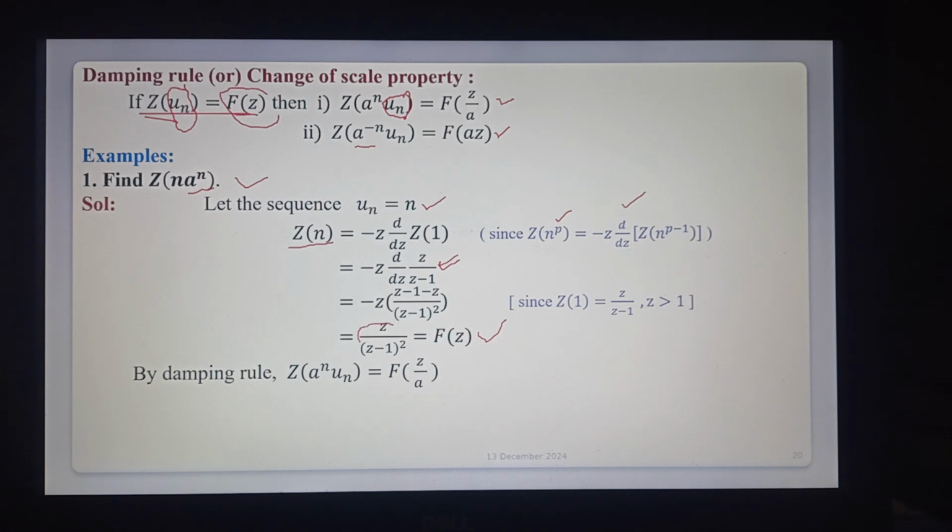So in F(z), now we replace z by z/a. That is equal to (z/a) by (z/a minus 1) whole square. By simplification it is az/(z minus a) whole square. So this is the Z transform of n a^n.